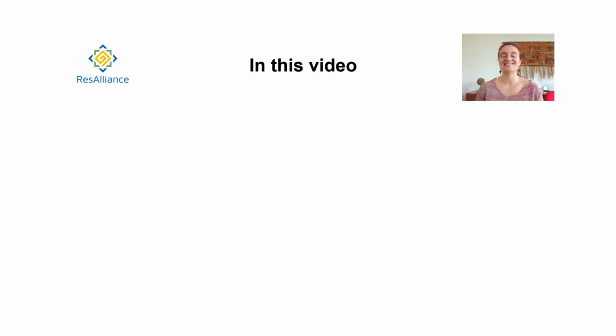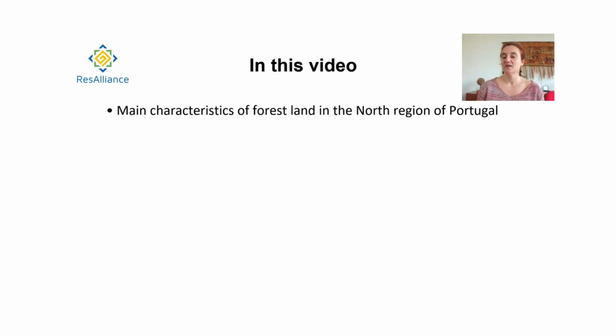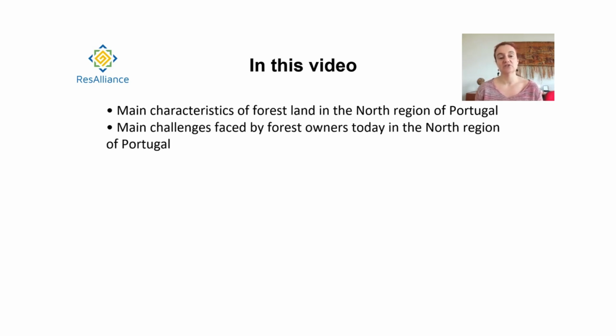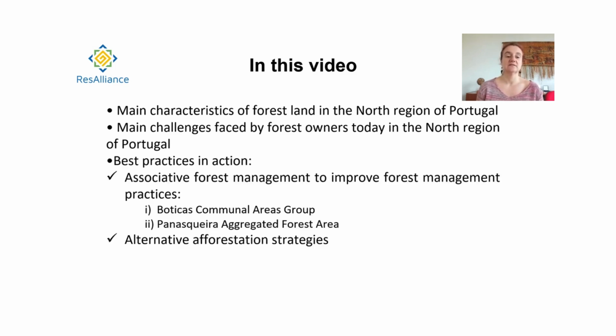We have organized this video as follows. First we'll have a look at main characteristics of the forest land and main challenges faced by forest owners. These were identified in the events that were organized during Resilience. Then we'll have a look at some best practices in action, two case studies in fact, related with associative forest management.